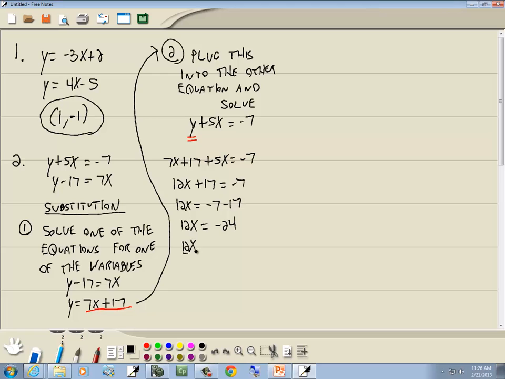And then we want to divide both sides by 12. This is just the steps for solving a linear equation I'm going through. Get rid of parentheses, at any step combine like terms, get rid of fractions, get everything with x on one side and numbers on the other side. Last step, divide both sides by the number in front of your x. And we get x is equal to negative 2.